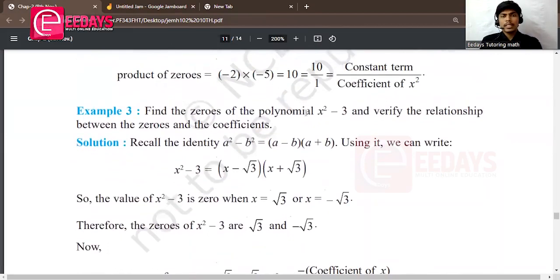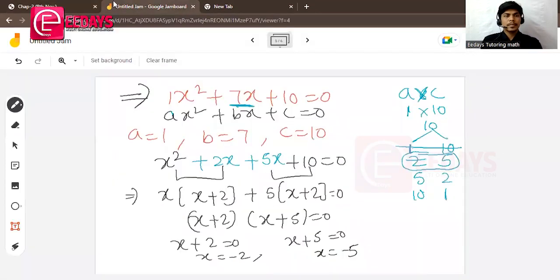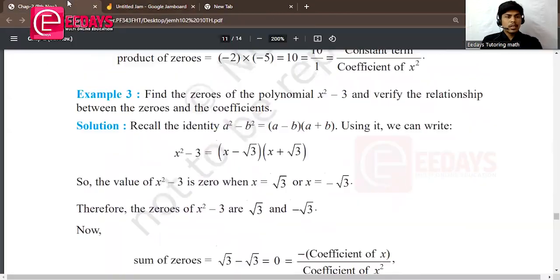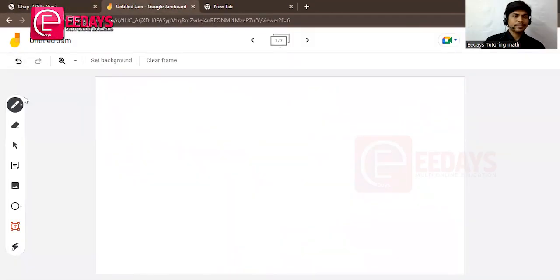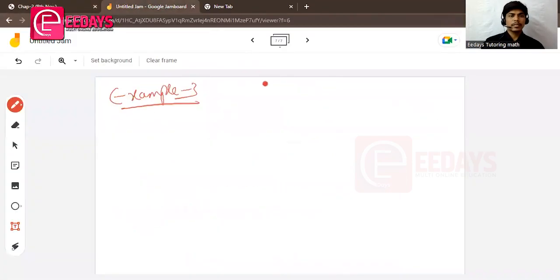All right. Yeah, the same question, guys. Find the zeros of the polynomial x square minus 3 and verify the relation between zeros and coefficients. The same procedure. Let's see how to verify that. Which example? Example 3. What is the question they have given? x square minus 3 is equal to 0.